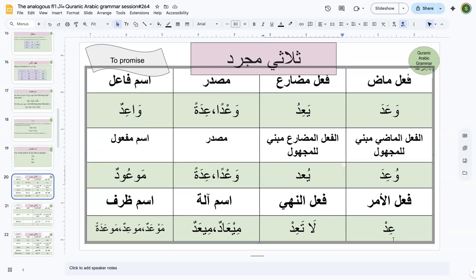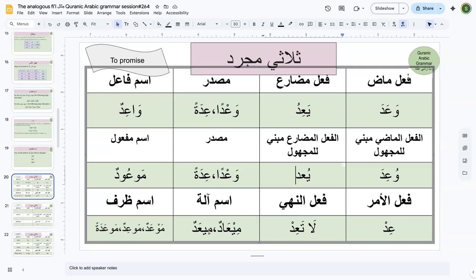When it comes to your fi'lul amr, id, is it easy? You are noticing the hadhf, the same hadhf, because it was mahzuf in fi'l mudari. So obviously it's going to remain omitted in fi'lul amr. And in case of nahi, there's not much change other than the hadhf that has happened. Yes, there is a little bit of a change because this family is a family where you will see a change. And then when it comes to ism ala, are you noticing any change?